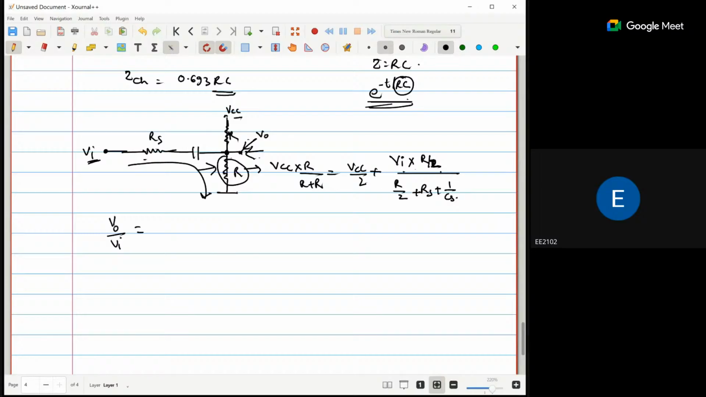Now the condition is that RS is very less than R by 2. Why? Because RS is the source input resistance. We are assuming that the source is ideal, so RS is 0. But if we are not using the ideal condition, then RS should be the minimum. So the value of RS should be less than R by 2.